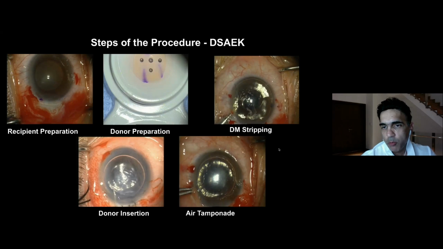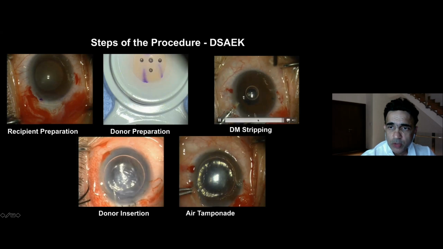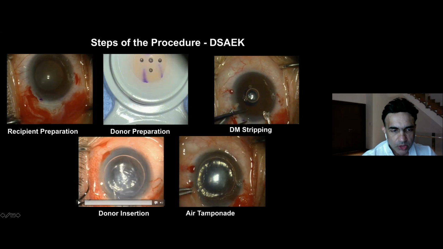So I'm stripping about 0.25 or larger than the area of basically my graft. It's important to do that because if you have any tags there, it will affect the graft adhesion, because the graft is basically so thin. Once you've done the stripping, you simply remove the Descemet's membrane from the eye, and then you're basically waiting for the donor itself.